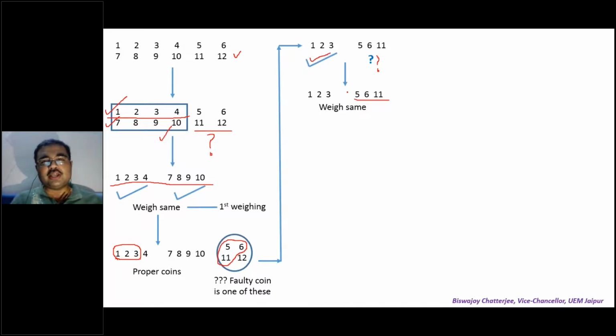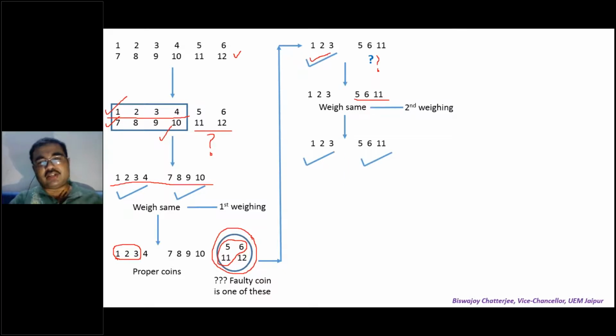So the faulty coin is not within 5, 6, 11. So the faulty coin is what? The faulty coin is definitely 12, because 1 out of 5, 6, 11, 12 is faulty. That we had already determined, that yes, one of them is definitely faulty. So we had concluded that earlier. So you can now say that was your second weighing. 1, 2, 3, 5, 6, 11, they are proper, and 1 out of 5, 6, 11 and 12 is faulty. So definitely 12 is faulty.